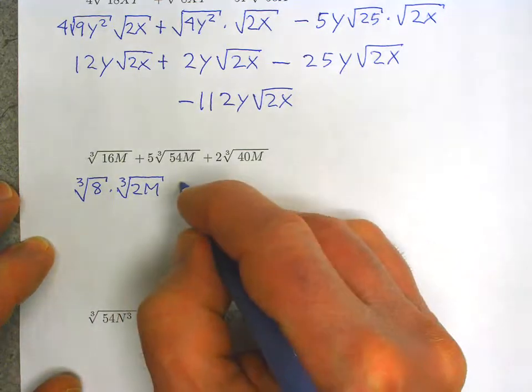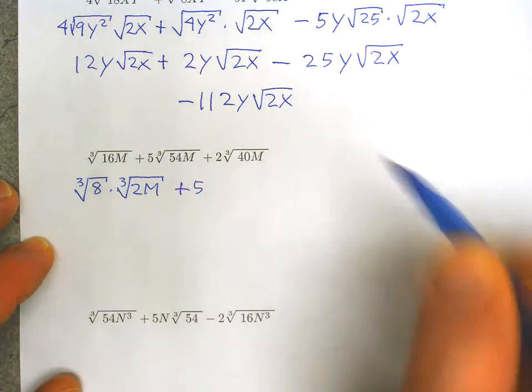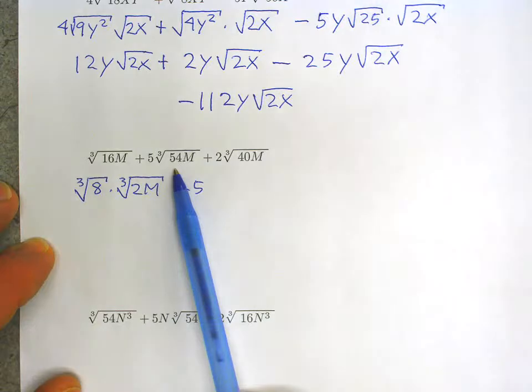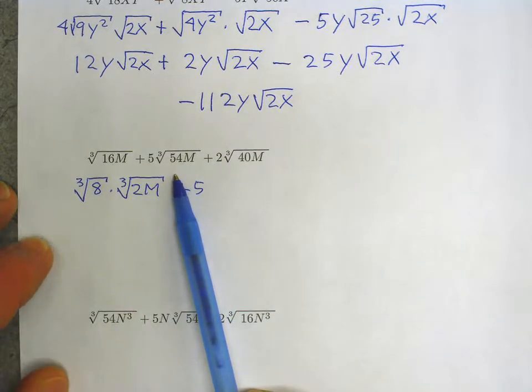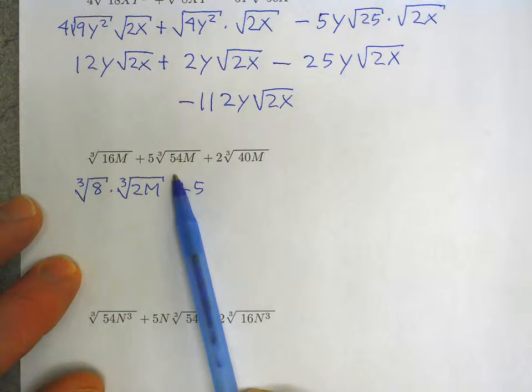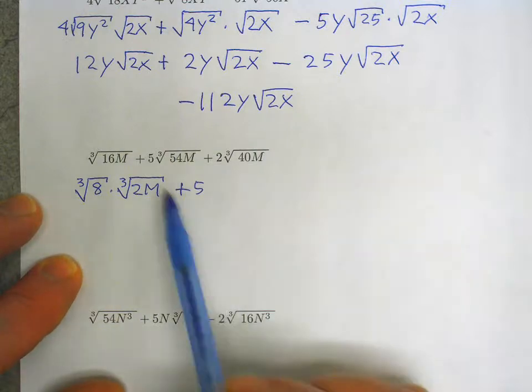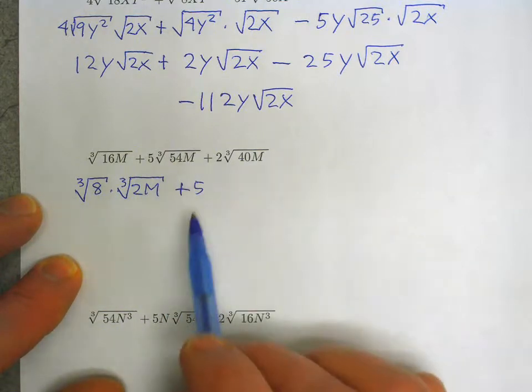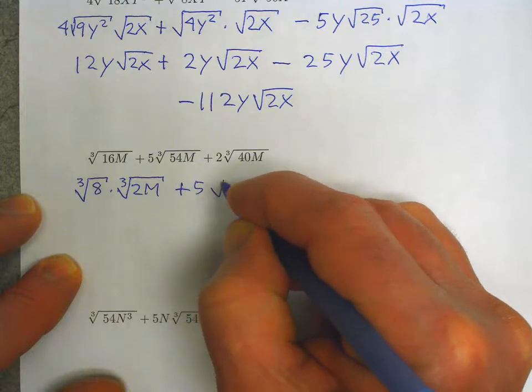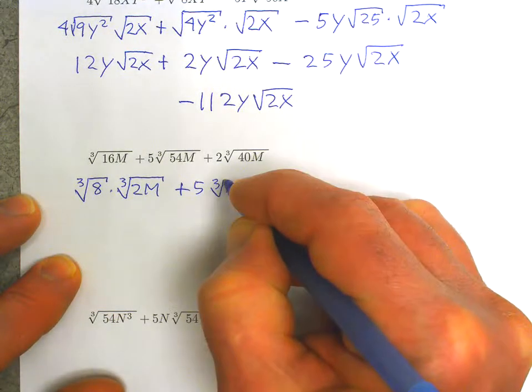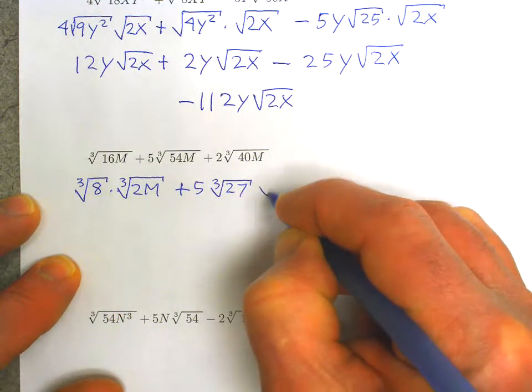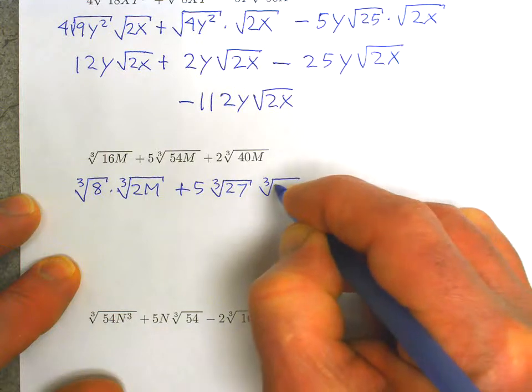Then for the next term, we have plus 5 times the cubed root of 54m. The largest factor of 54 that's a perfect cube is 27. 27 times 2 is 54. So we can rewrite this middle term as plus 5 times the cubed root of 27 times the cubed root of 2m.